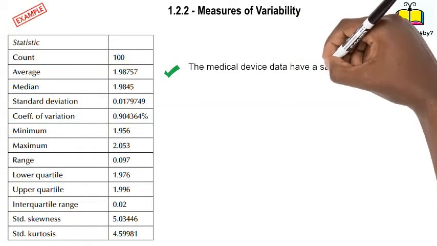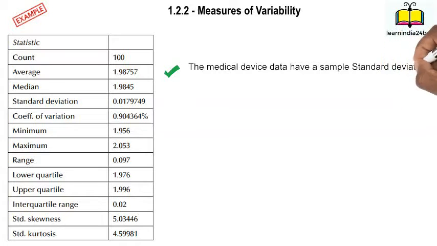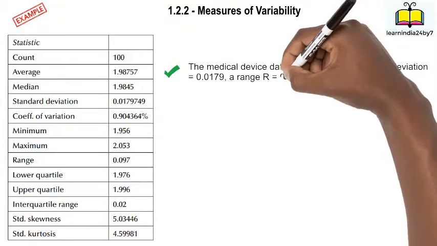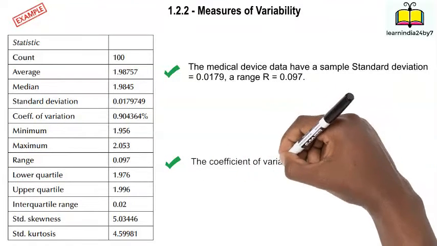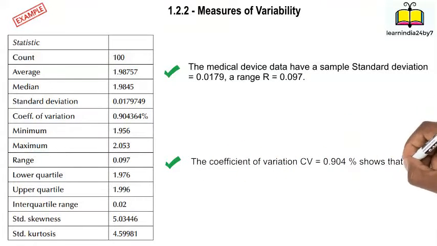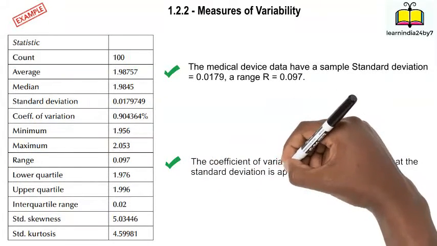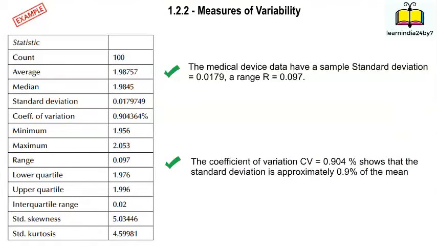The medical device diameter data have a sample standard deviation of 0.0179 and a range value of 0.097. The coefficient of variation value of 0.904% shows the standard deviation is approximately 0.9% of the mean.